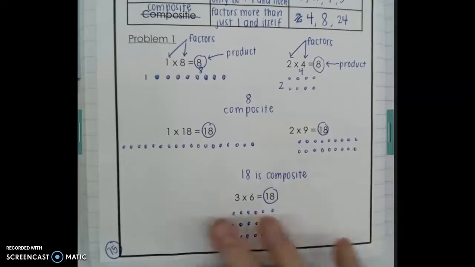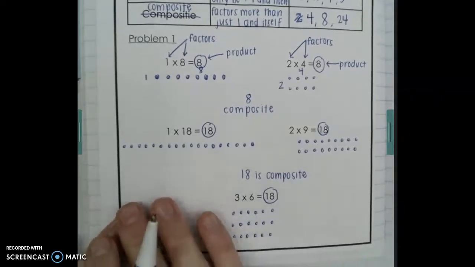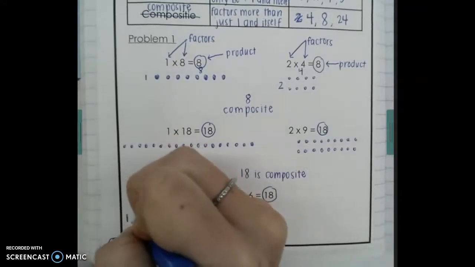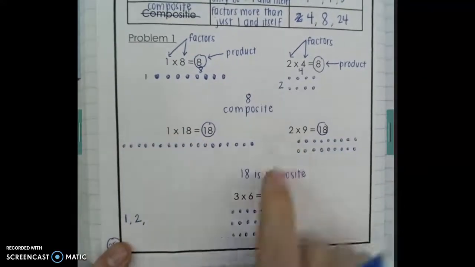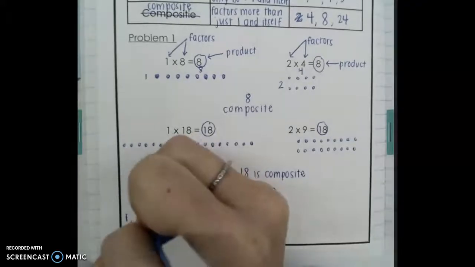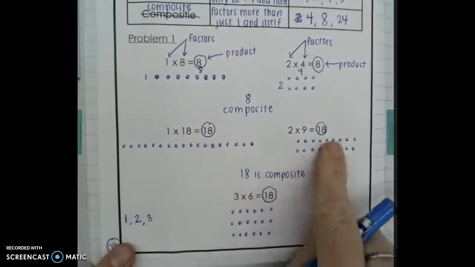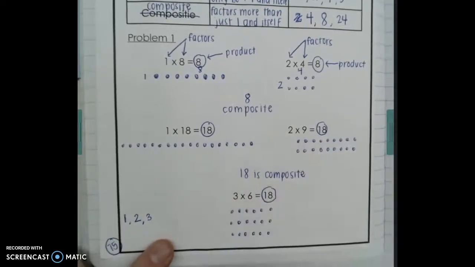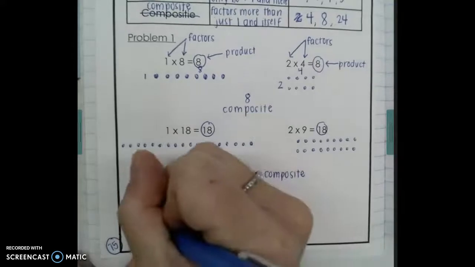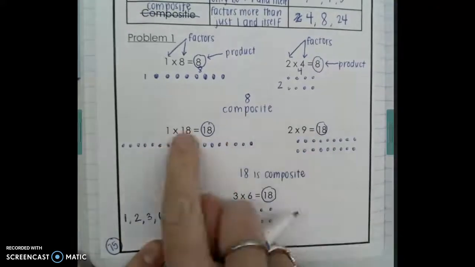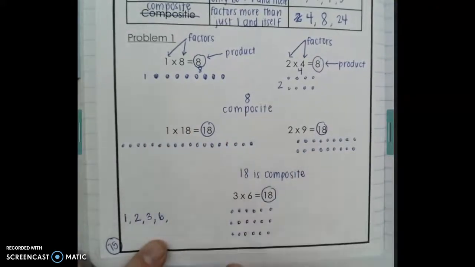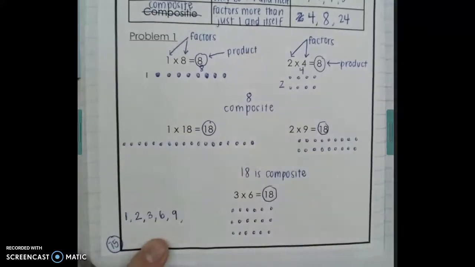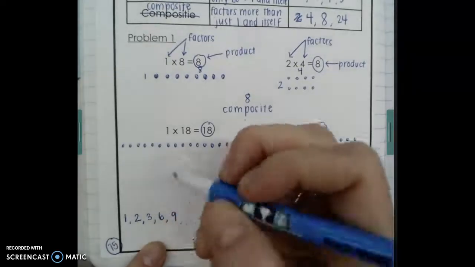We can write our factors out. So a nice way to list it is numbers that go into it. 1 goes into it, 2 goes into that number, right? Does 3 go into that number? 3 goes into that number. Does 4? No. 5? No. 6? We said 6 goes in. 7? No. 8? No. 9? And then I would go all the way up to the number 18.